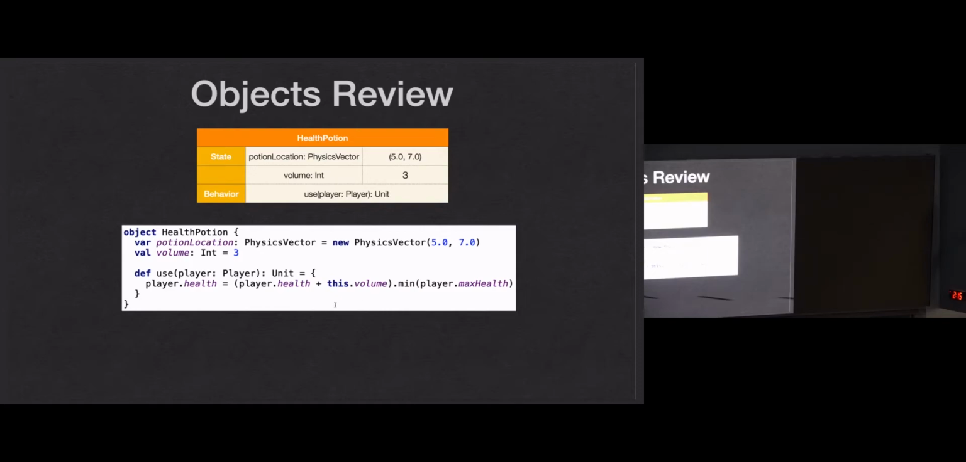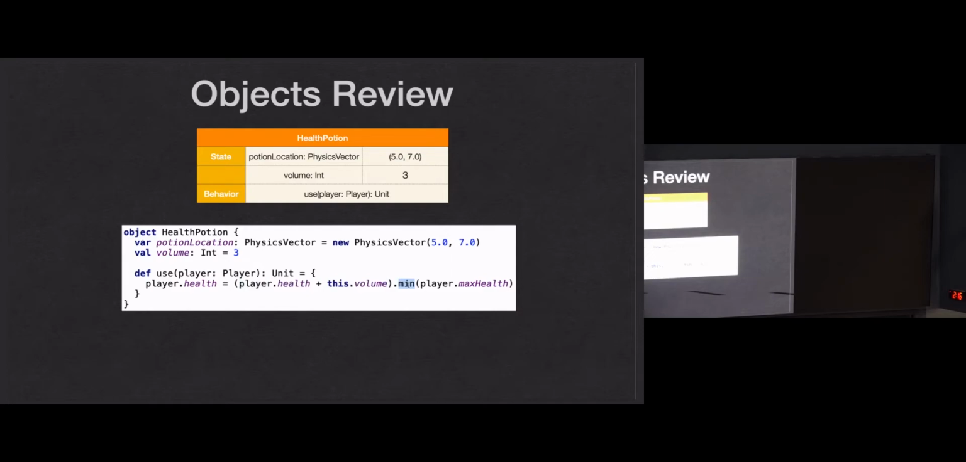And here's the next kind of shortcut, but really just a feature of Scala that you can start using. I want to heal the player the amount of volume, so I'm going to set this player's health equal to their health plus the volume, but I want to make sure they don't go over their max health. So I'm going to use the min method.